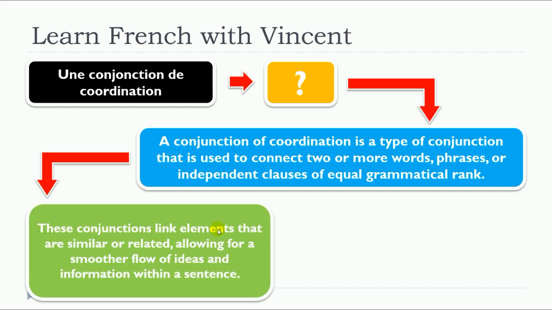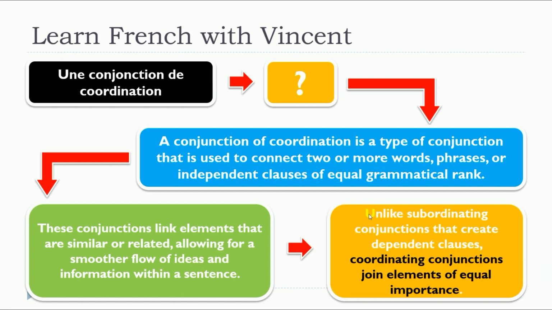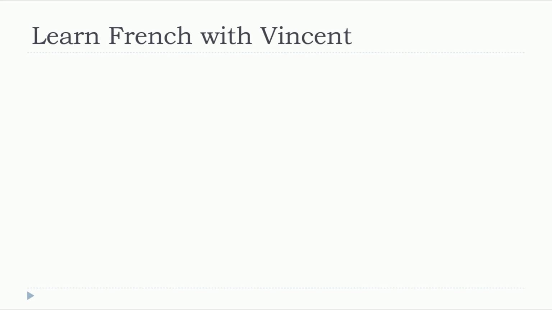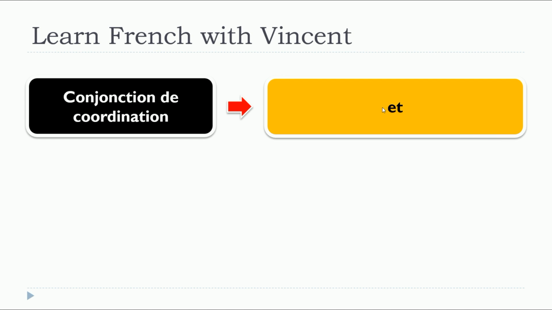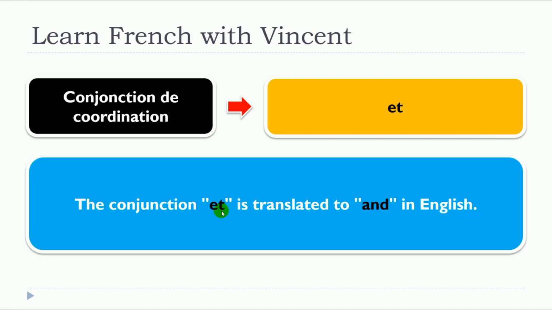These conjunctions link elements that are similar or related, allowing for a smoother flow of ideas and information within a sentence. So by using these conjunctions, it will make your sentence breathe. It will be nicer and it will give a smoother flow of ideas. And unlike subordinating conjunctions that create dependent clauses, coordinating conjunctions show an element of equal importance. So they will connect elements that have the same importance in the sentence. So in this lesson, we concentrate on et. And the conjunction et is translated to and in English.